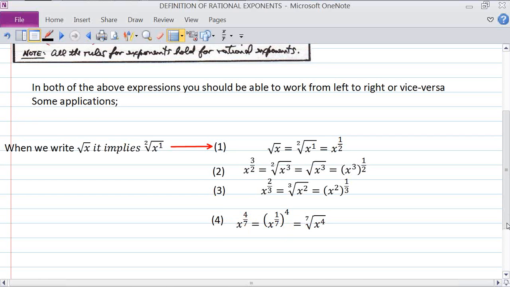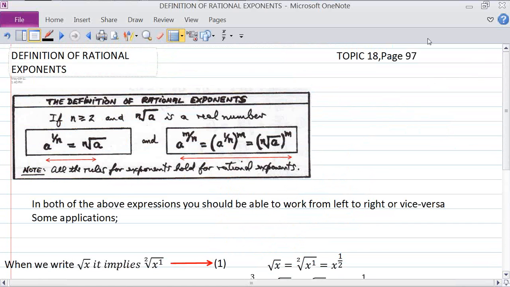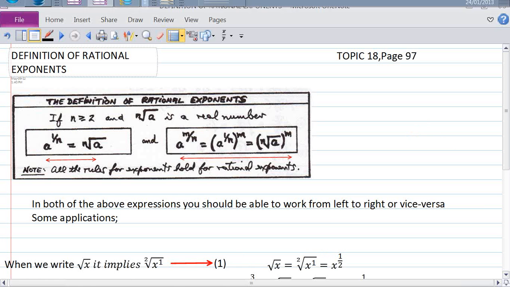So this is a very important page that you should always refer to, and the examples to see its application. And this completes topic 18, page 97.